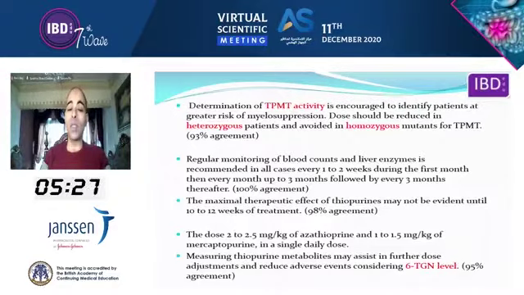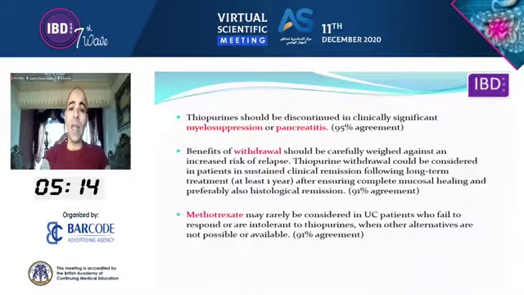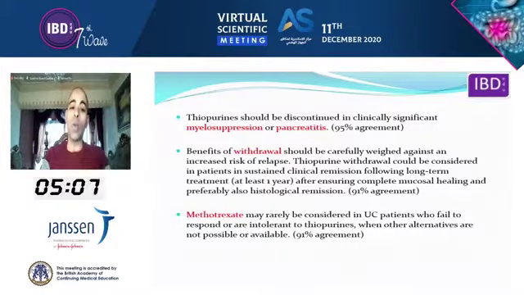Very important. The dose is about 2 to 2.5 milligram per kilogram body weight for azathioprine and 1 to 1.5 milligram per kilogram body weight for 6-mercaptopurine. We should discontinue thiopurines if we have clinically significant myelosuppression or pancreatitis.